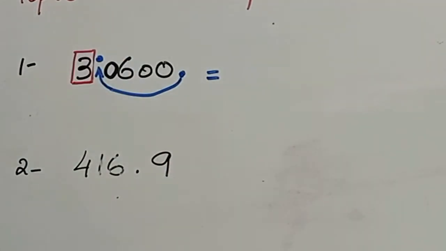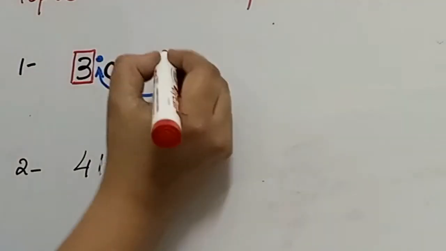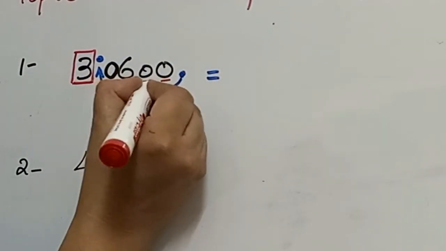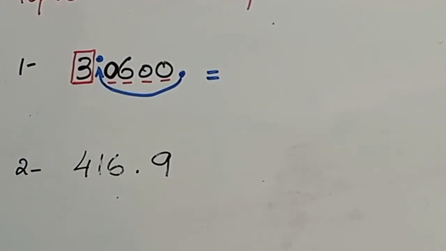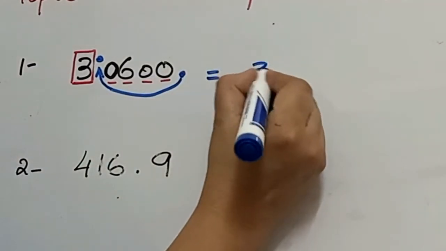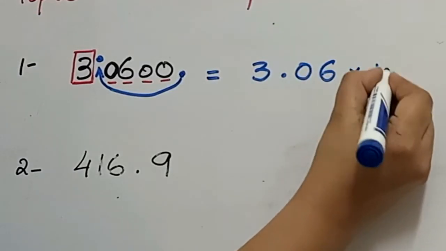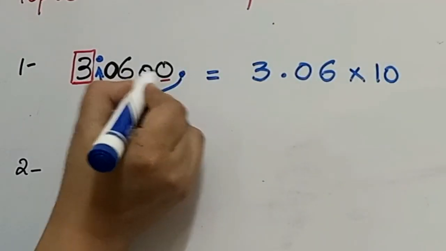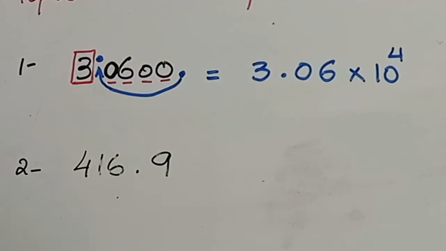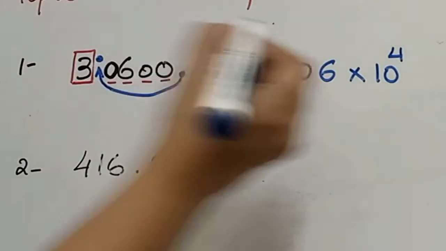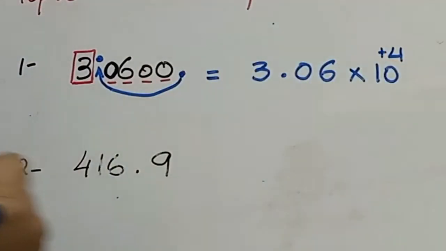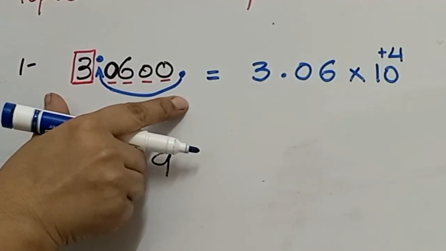So in between how many digits are there? Let's check it out. There are 1, 2, 3, 4 digits. So it means that we have to write it like this: 3.06 multiplied by 10 raised to the power 1, 2, 3, 4. This number is the larger one, so the positive sign associates with the larger number.